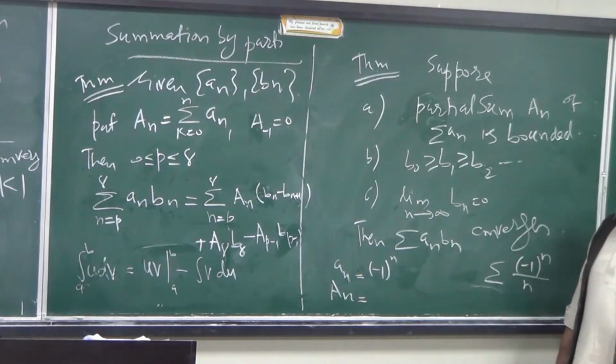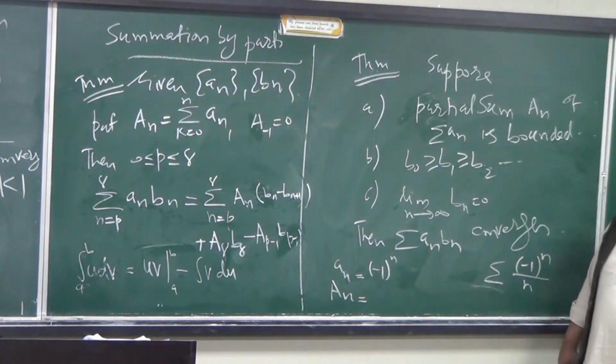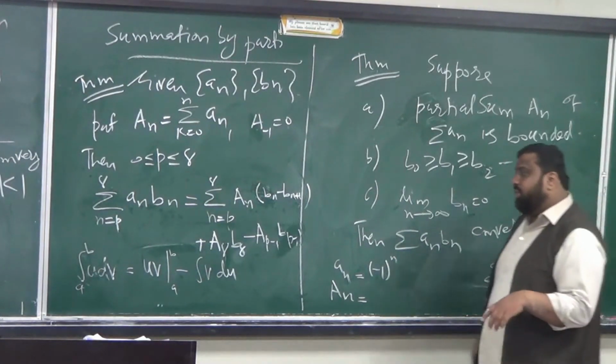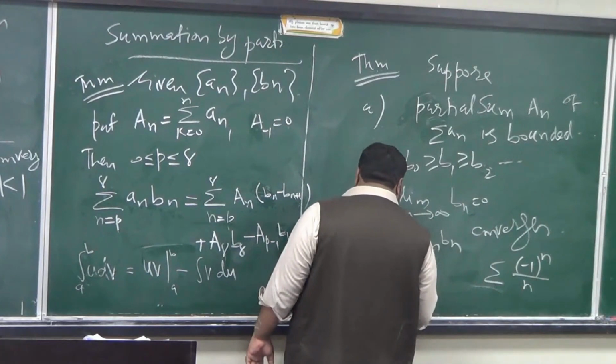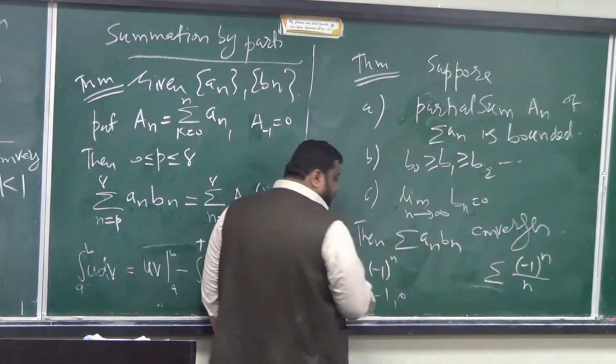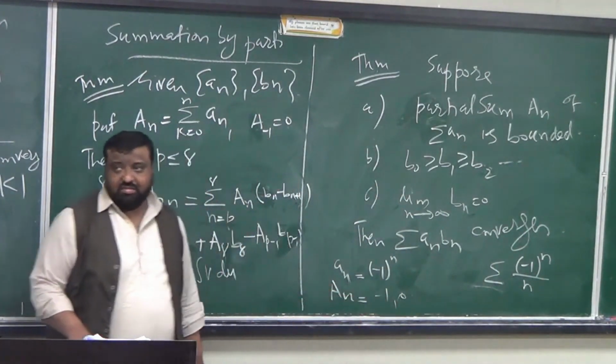If I have only one term, you have minus 1. And if you have two terms, then you have minus 1 plus 1, which is 0. And if you have three terms, you will have again minus 1. So minus 1, 0, minus 1, 0, that's it. So this partial sum is going to be either minus 1 or 0, which are both bounded actually.